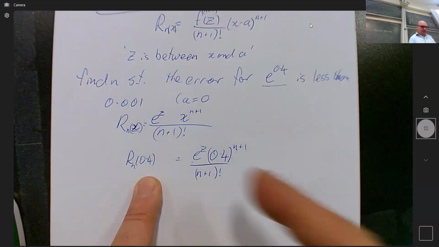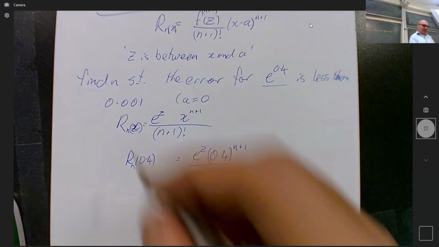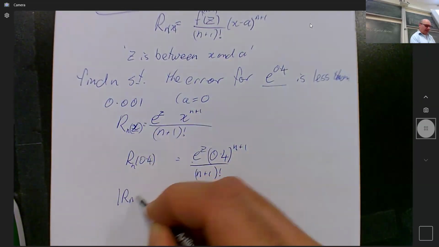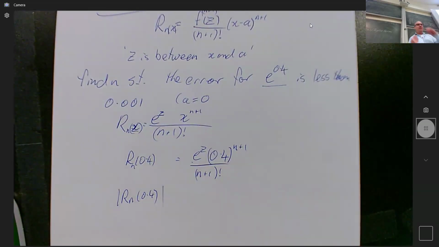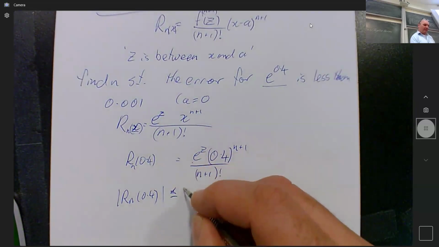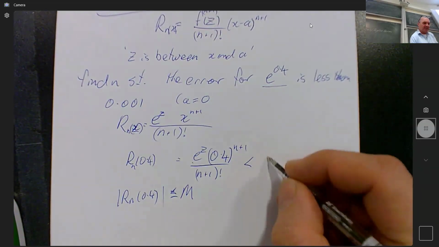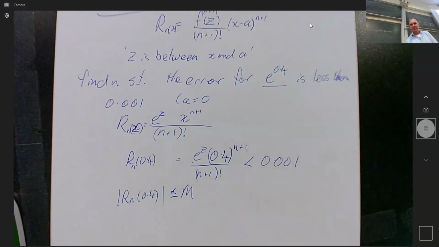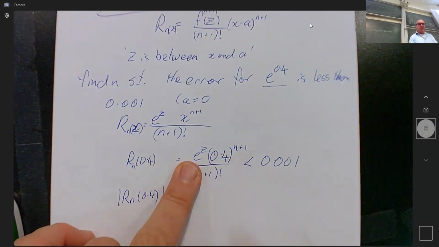Okay, now what I'm looking for is a bound, so I'm actually looking for the absolute value of that. I want to find an m, as close as I can, such that it's less than 0.001. Someone's turned up. Sure. Ideally I'm looking for that. There is no change of signs.